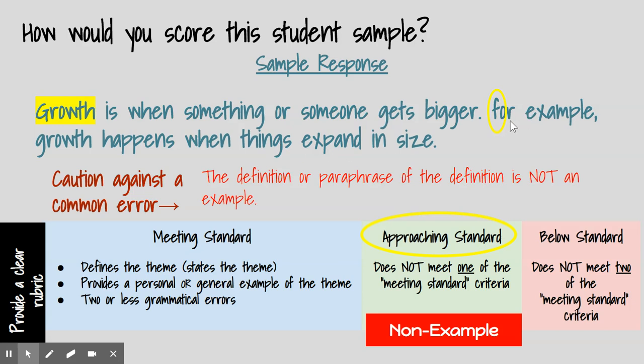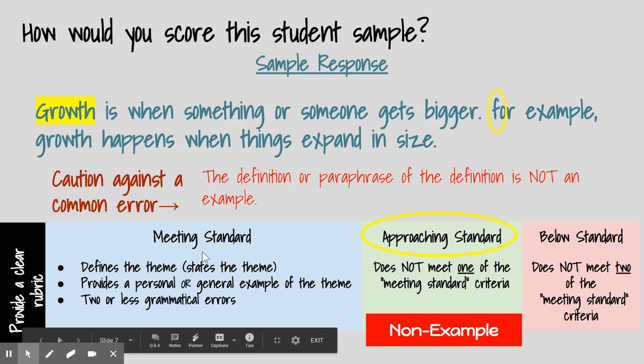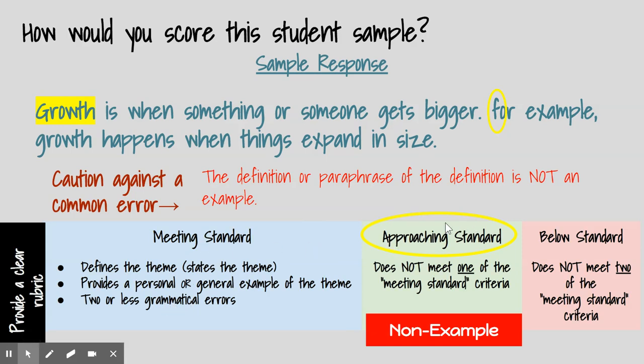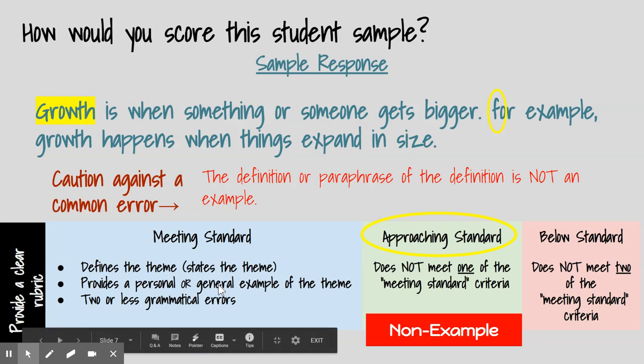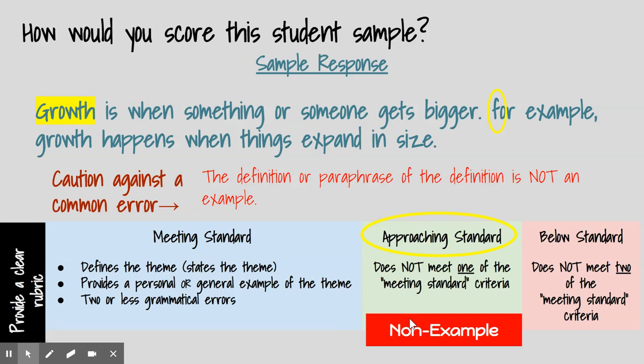The student also has a grammatical error with the "for," but that still meets standard. The grammatical piece meets standard, but this student earned approaching because they did not provide an example. So this is a non-example. Feel free to pause the video now to reread it to yourself.